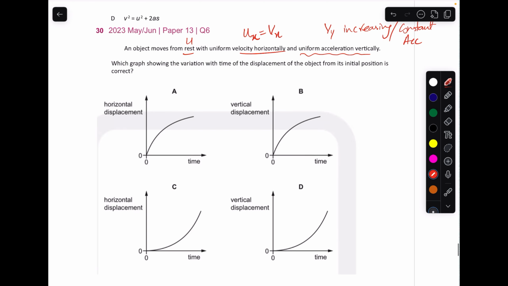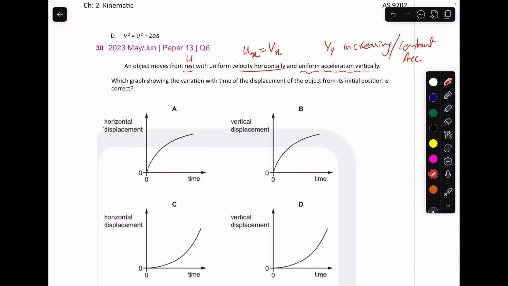Okay, so let's look at the graphs. The first graph is for horizontal displacement and time. The slope equals velocity, in a displacement time graph, right? And this is a decreasing slope. So this is decreasing horizontal velocity, and that is not the case. Okay, A is not the option. And B is vertical displacement over time. So the slope, or you can say the velocity, decreases. Which velocity? Vertical velocity. So that is also not the case.